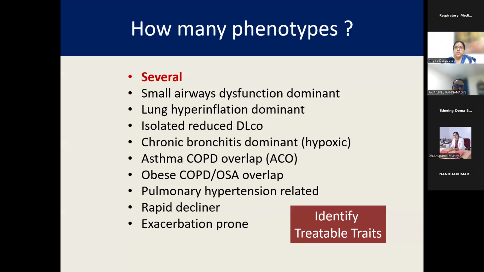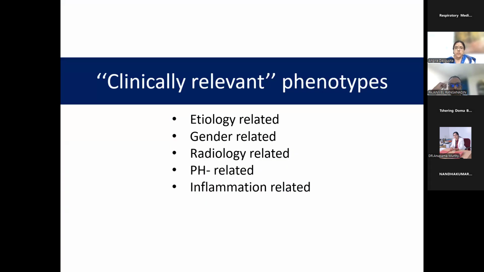Now, if I were to say how many phenotypes there are in COPD, several, I would have gone on to read out all these numbers, all these phenotypes, but I will restrict myself because of time. But I will show you the last one, that's an exacerbation-prone phenotype, because this is the phenotype that to me is the most important one, because this is the one that can cause rapid decline in lung function, bad prognosis, and even death of the patient. So the trick is to identify the treatable traits and treat them. How do we do that?